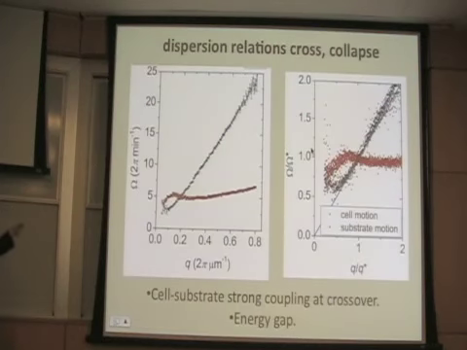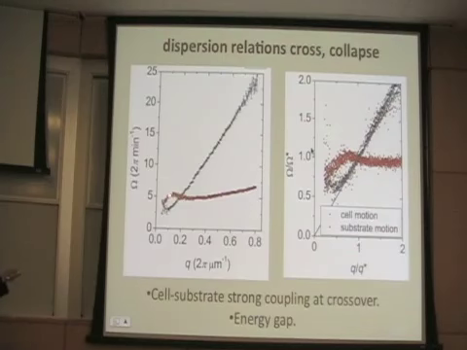If you plot the gel dispersion on top of the cell dispersion, the first thing you see is that they cross at 2 points. I think this is important because it says that there is a spatial wavelength in both and a spatial frequency in both that match up. That means you can get strong coupling there and there.